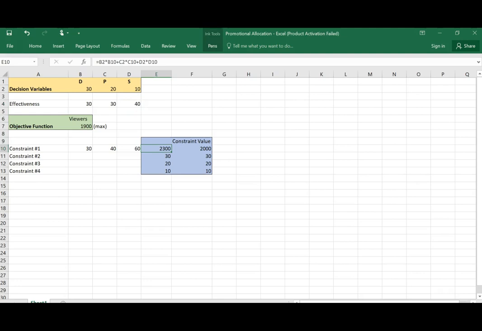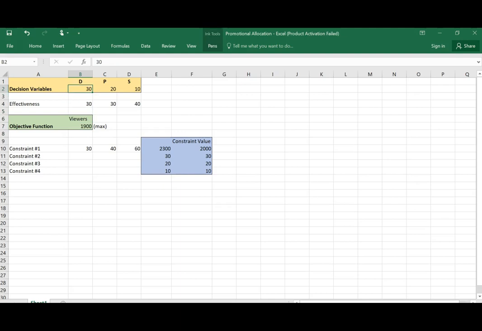This is fundamentally why it's an optimization problem. I've got this constraint of $2,000 that I can spend. I've got some limits on what I can buy in terms of D, P, and S, but I cannot afford all 3 at their maximum value. So what's the right combination of D, P, and S that's going to maximize the number of viewers?